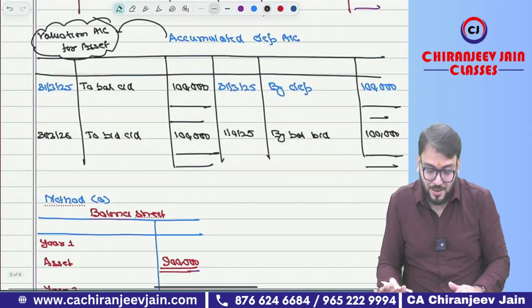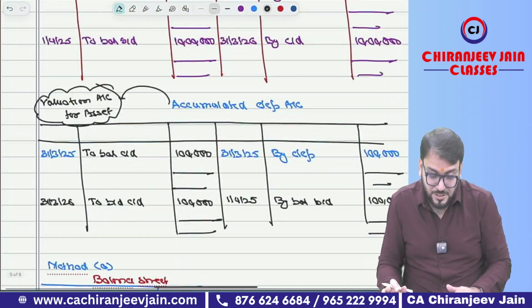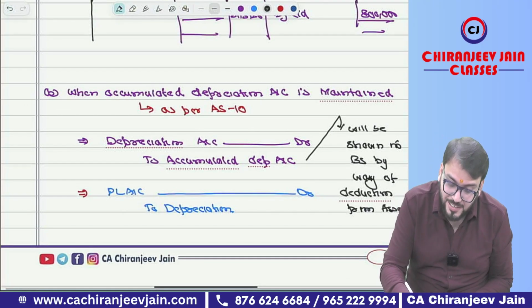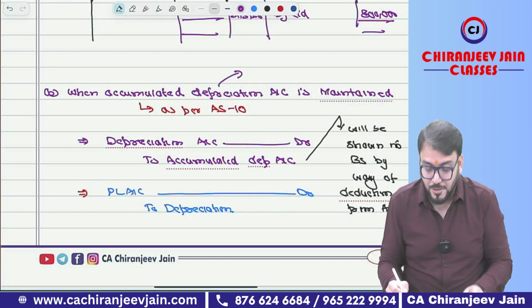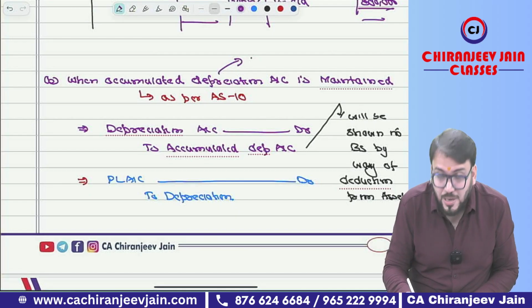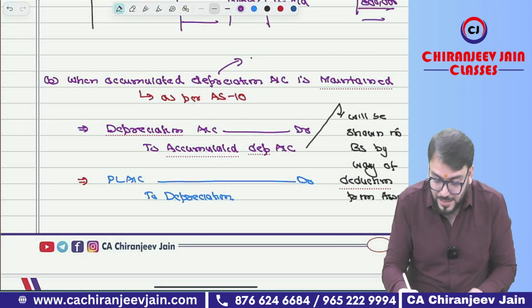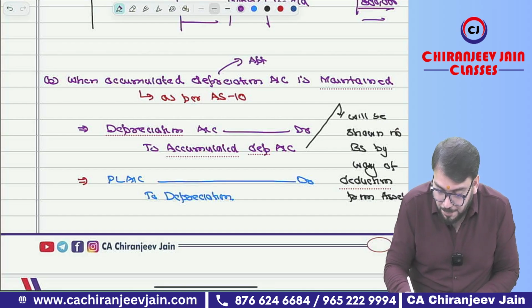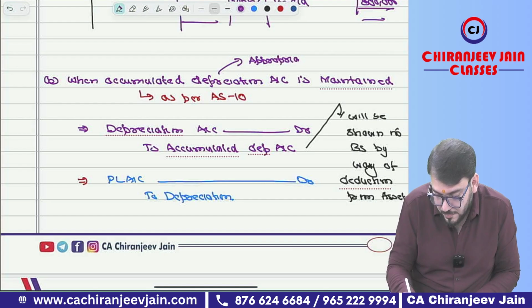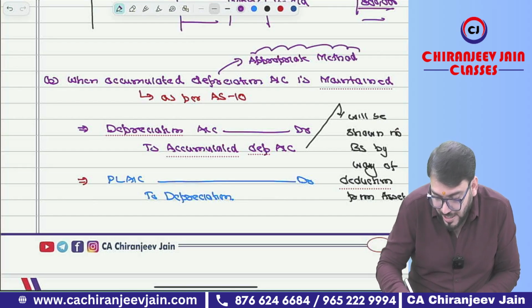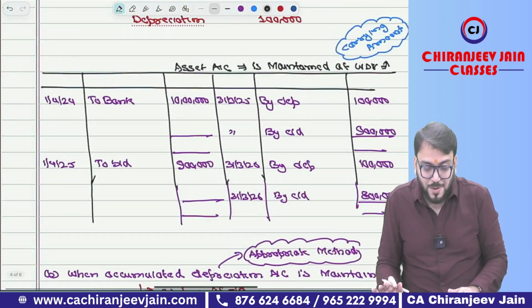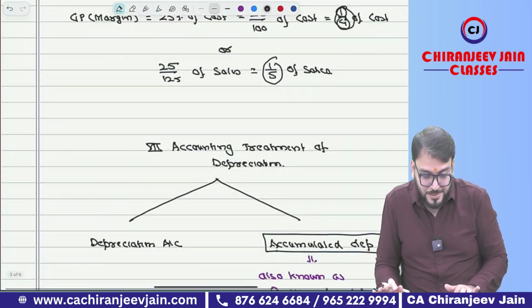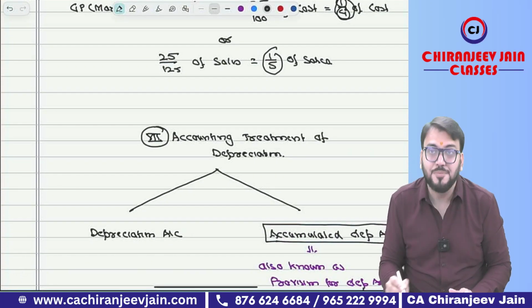Okay, sir. Chalega. However, this is more appropriate. So whenever question is silent, at CA level, we will always pass this journal entry because this is more appropriate method. Whenever question is silent, we should follow this. I think you have understood this also. Any doubt? So you have understood depreciation accounting also. Chalega. This was concept number 7.